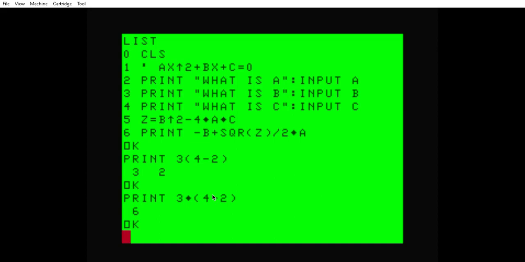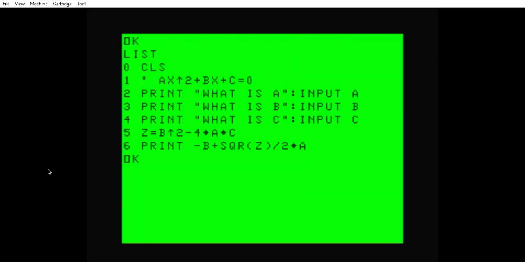But anyways, I think that was it. It follows PEMDAS. It'll do the parentheses first, then exponents, and then multiplication and division. That's what it was. But it won't distribute unless you put the multiplication signs in there. So we're almost done here. Print the opposite of b, now minus the square root, because we need x2 of z divided by 2 times a.